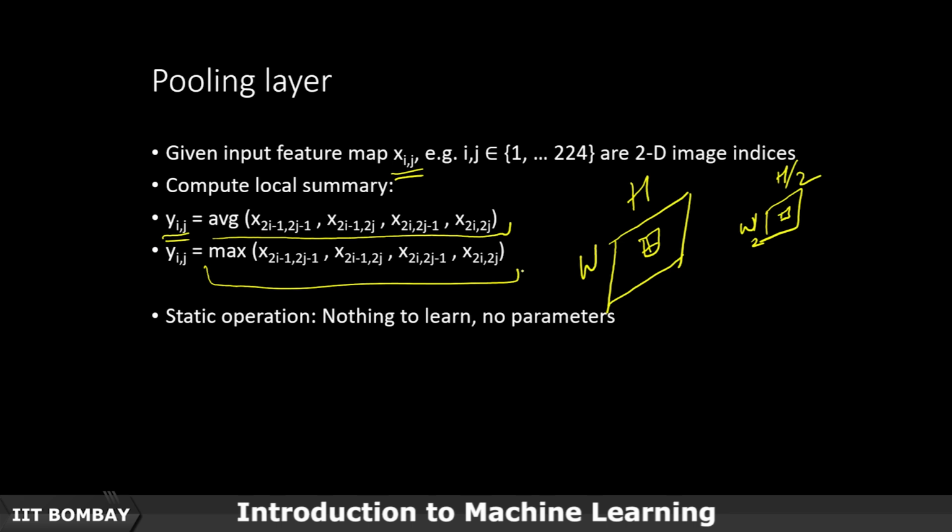Consequently, when you have another convolution layer after that, the receptive field of the activations of the output of that convolution layer will increase at twice the pace than the one that was before pooling.